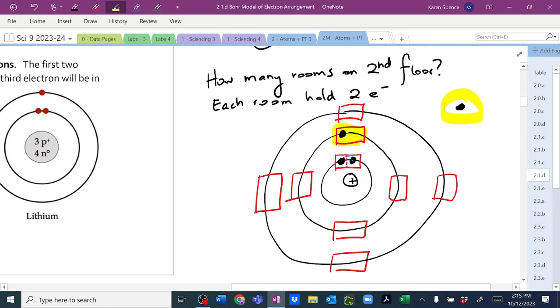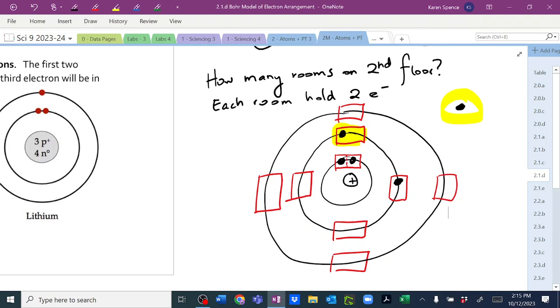Well, it's not going to go on the third floor yet because there's still rooms available on the second floor. But where is it going to go? Is it going to go in the same room or a different room? It's going to go in a different room. Now, the scientific explanation for this is that electrons, they're both negative. What does negative do to negative? It repels. So would the electrons rather be in the same room or further apart from one another? Further apart, okay? And technically further apart would be top and bottom, but this is not a perfect model.